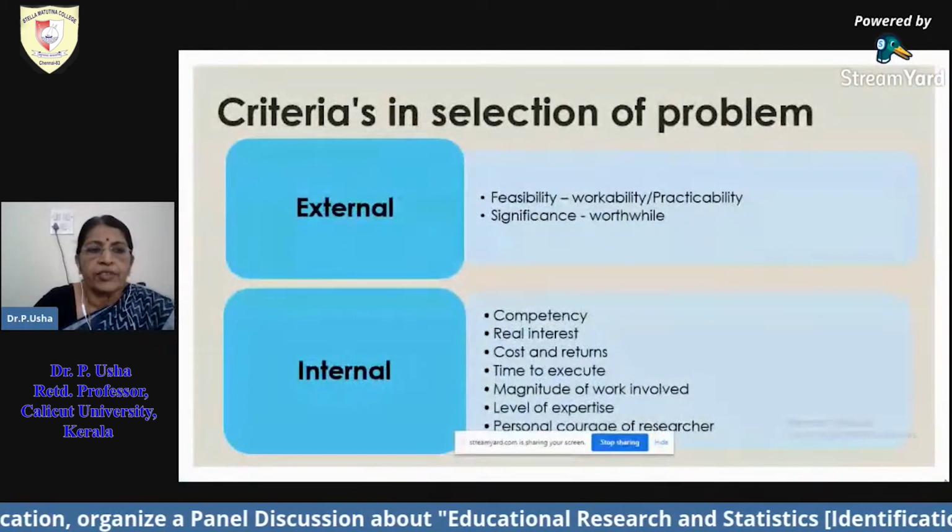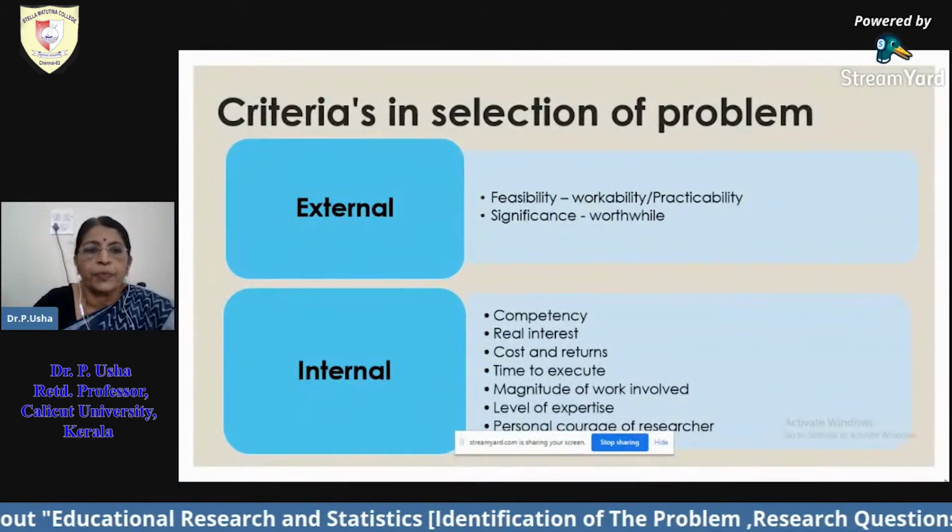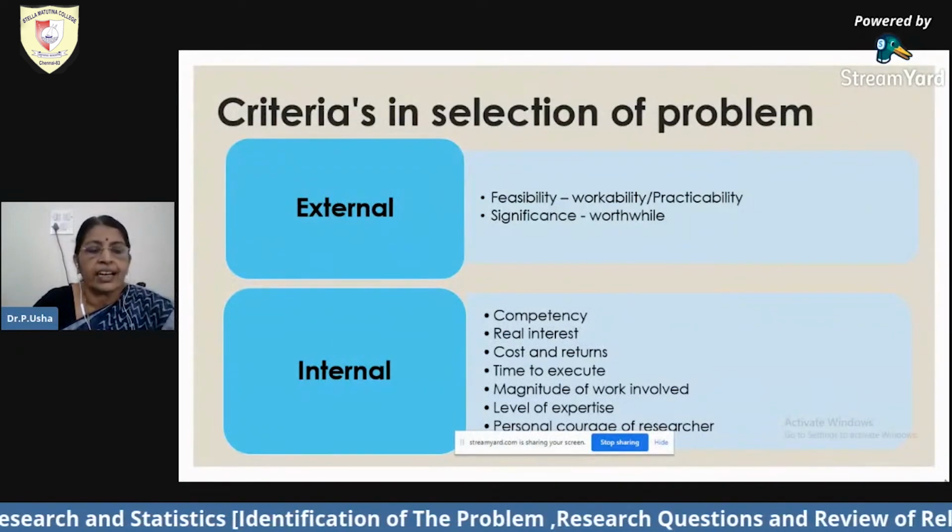Then one more thing that we have to see is that we have to check certain criteria in the selection of the problem. One is external and the other is internal.